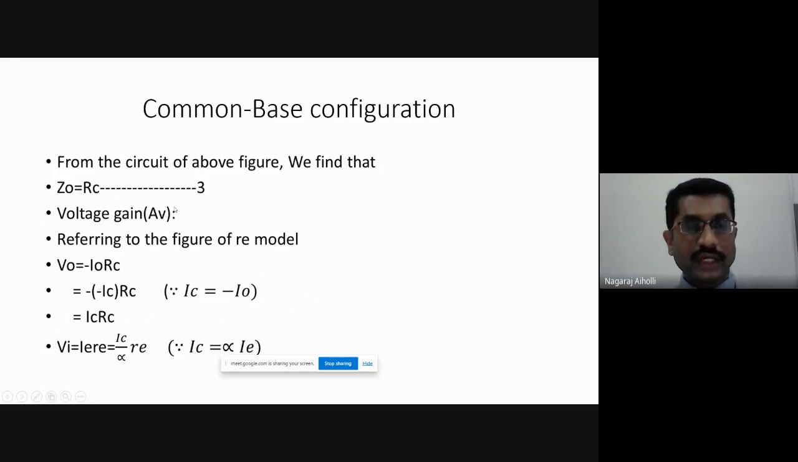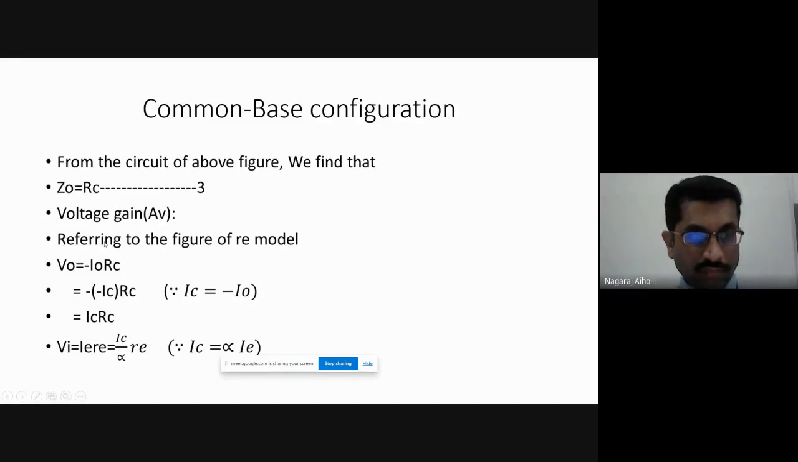Next is the performance parameter, voltage gain AV. What is voltage gain? That we have to know first. Voltage gain is the ratio of output voltage to input voltage, V naught divided by Vi. So let us find the equations for V naught and Vi, then take the ratio of V naught to Vi.